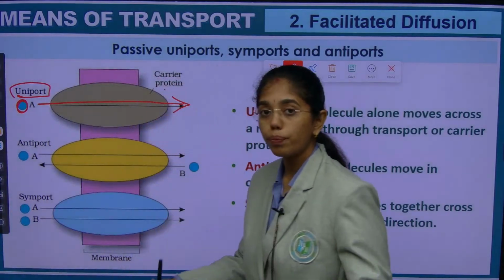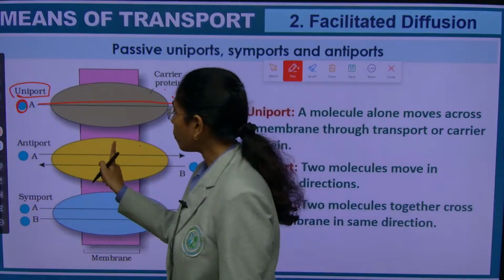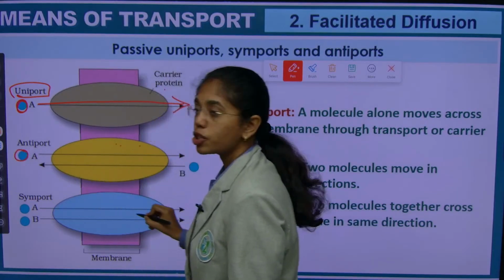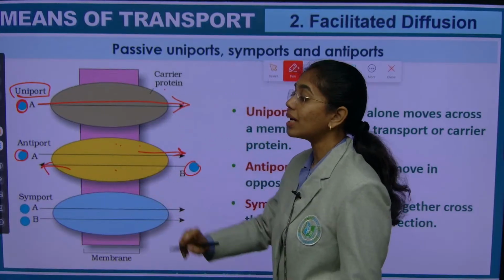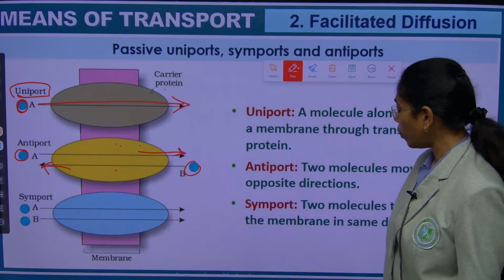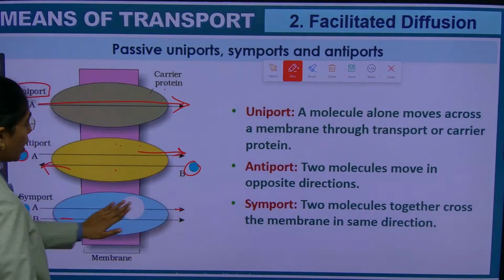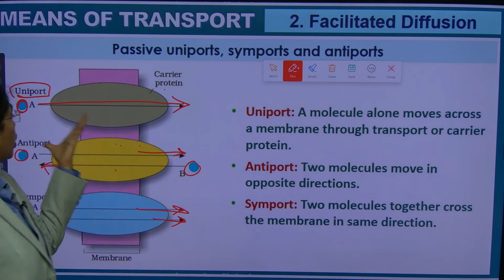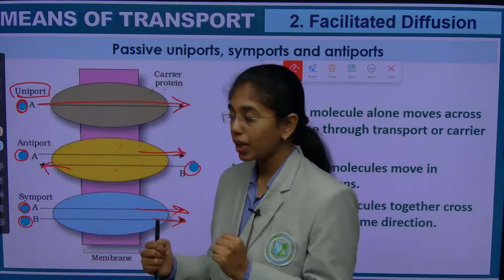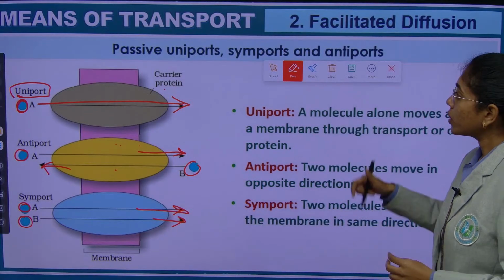And if two molecules are transported parallelly by a single carrier protein or protein channel, but in opposite directions, such movement is known as what? Antiport. And symport, when two molecules cross the membrane in the same direction by a protein channel. You are clear with uniport, antiport, molecules moving in the opposite direction, symport, molecules moving in the same direction through the channel protein. Clear till here?